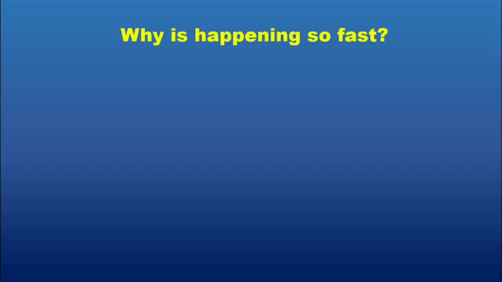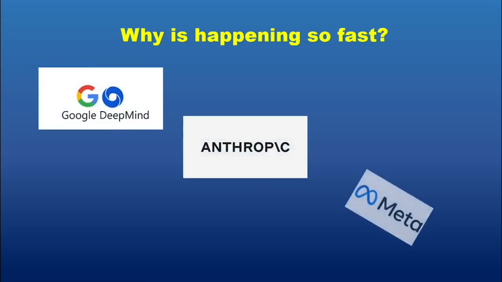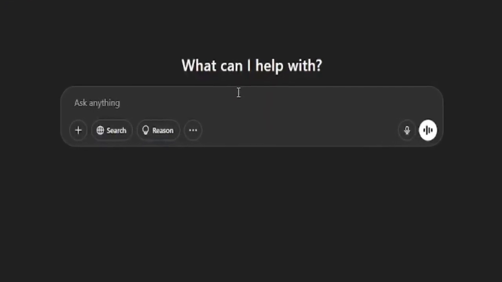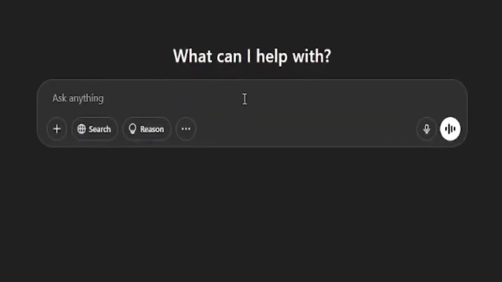Now, why is this happening so fast? One reason is competition. OpenAI is racing against other big names like Google DeepMind, Anthropic, and Meta. Each of these companies is developing their own advanced models. But what makes OpenAI unique is how tightly integrated their models are with real-world tools and apps, especially through ChatGPT and Microsoft's products like Word and Excel. By releasing o3 and o4-mini now, OpenAI is making sure they stay ahead in the race for AI dominance.